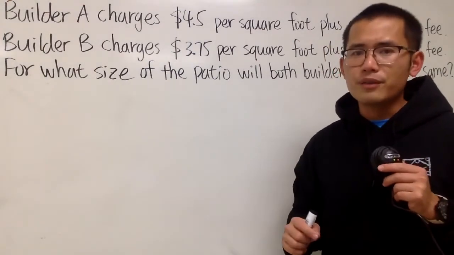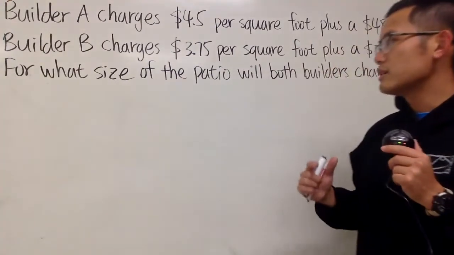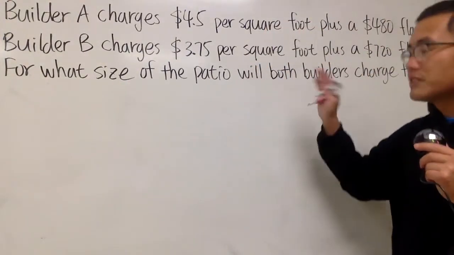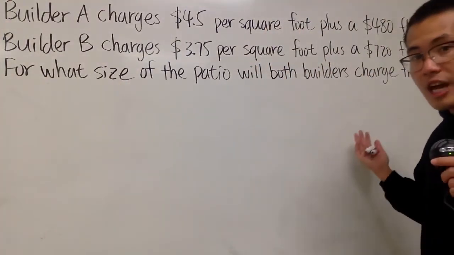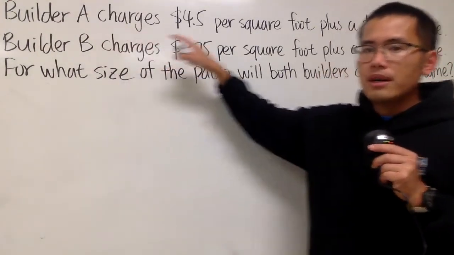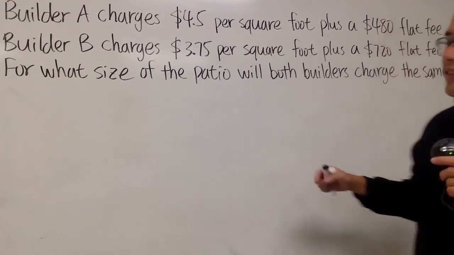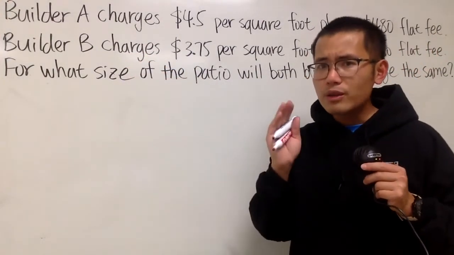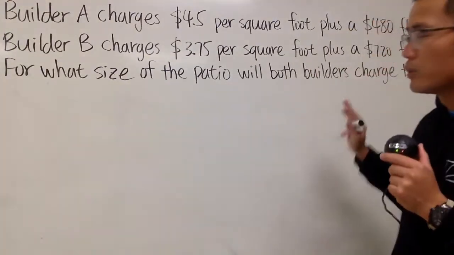It depends on the size, of course, right? And here's what we are going to do. We are going to find out for what size of the patio both builders are going to charge the same. Because, of course, if you have a smaller one, you should go for Builder A because the initial fee is smaller. And if you have a bigger one, maybe you should go for Builder B, right? But we are going to find out the breaking point where they are equal to each other, right?